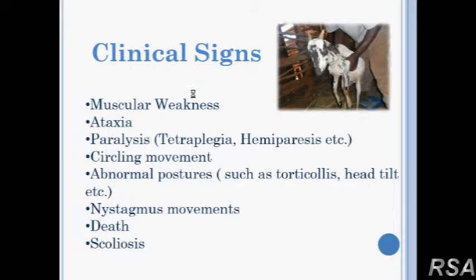Clinical signs: muscular weakness, ataxia, paralysis, tetraplegia, hemiparesis, etc. Circling movements, abnormal posture such as torticollis, head tilt, etc. Nystagmus movements can be seen. Finally, death, scoliosis.